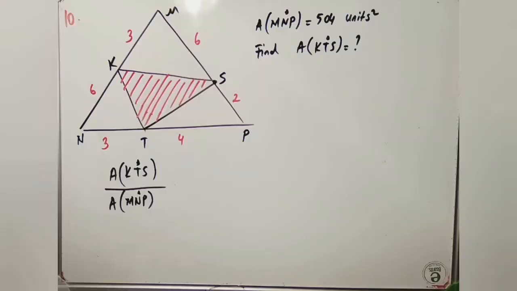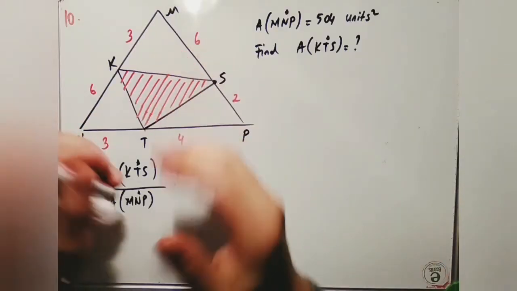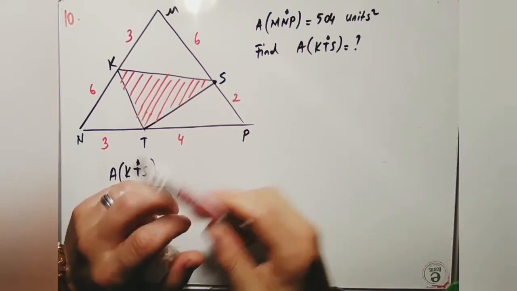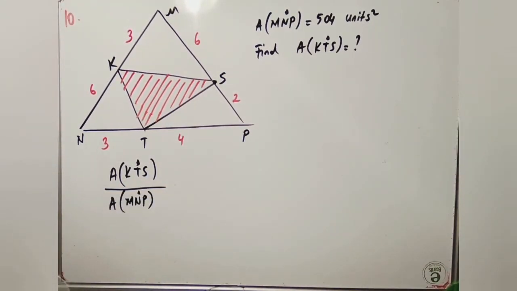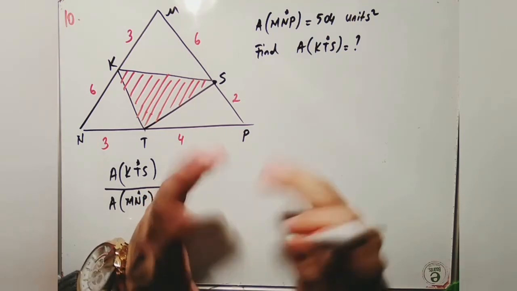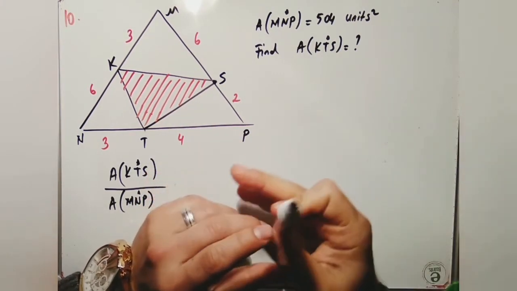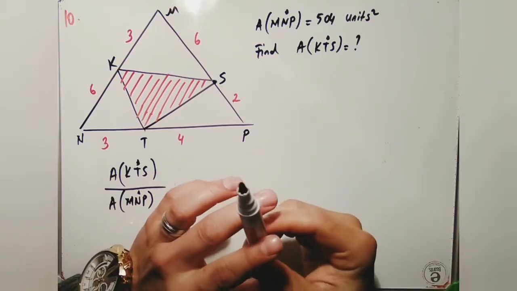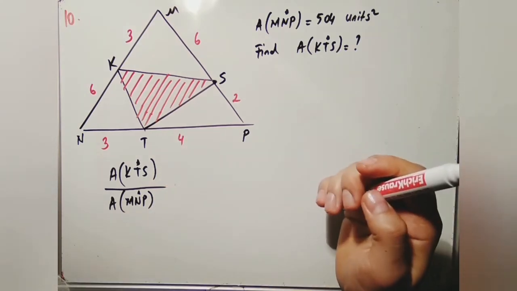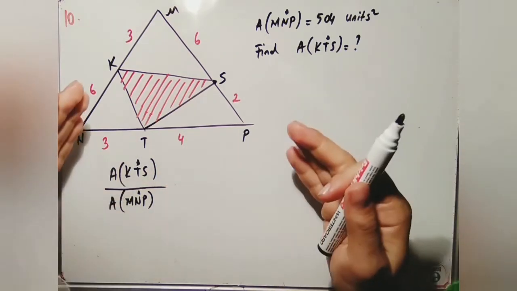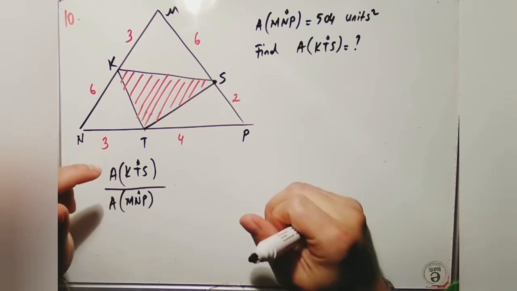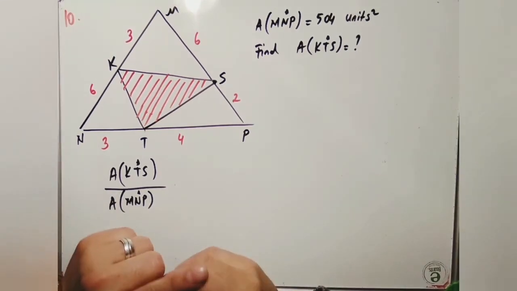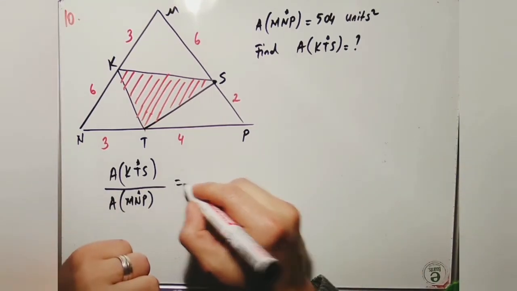For question 10, the lengths of the sides are given: 3, 6, 3, 4, 2, and 6. And the area of triangle MNP is 504 units square. So we are looking for the area of triangle KTS. And to solve this problem, I will go to theorem 25 from the previous lesson. So according to theorem 25, we can find a ratio of triangle KST and MNP. How can we find this?